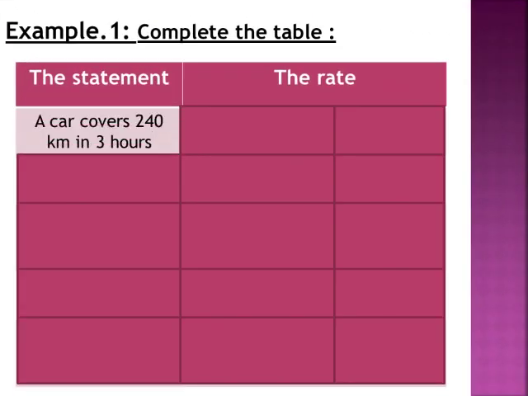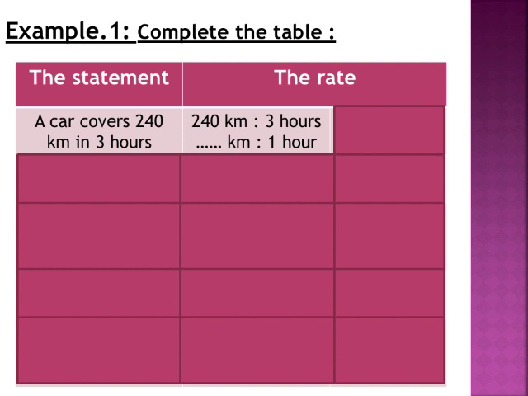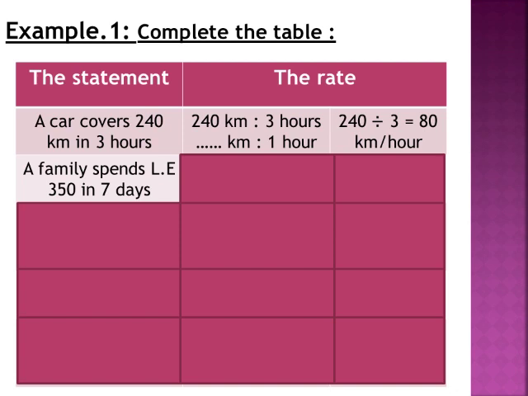A car covers 240 kilometers in 3 hours. That means 240 kilometers in 3 hours. I want how many kilometers in 1 hour? We make divide. 240 divided by 3 equals 80 kilometers per hour.